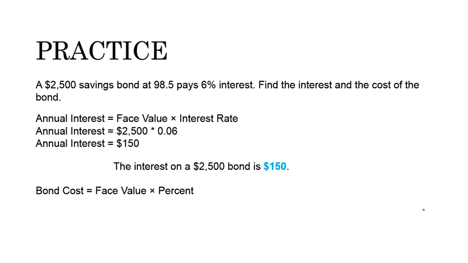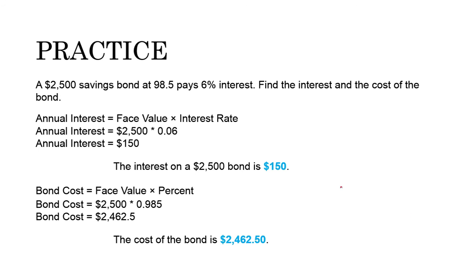Alright, bond cost, which is the face value times the percent. So really, 98.5 is 0.0985 times 2,500. So the bond cost is $2,462.50. So you see how here I wrote 0.5 because that's math. But when you write your final answer, make sure to add the 0 in there just because we're talking about money. So keep that in mind.